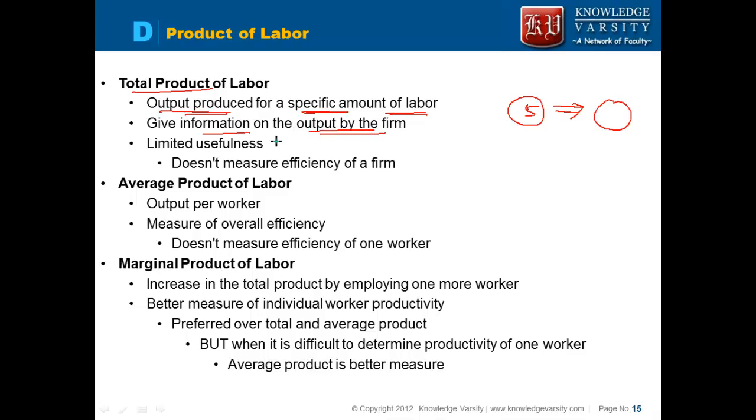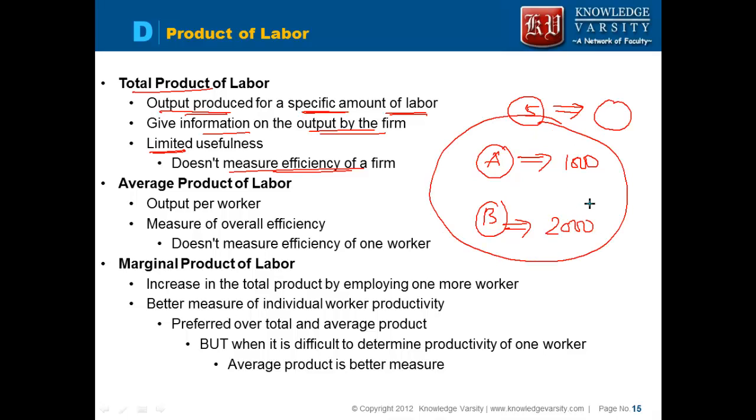From our analysis point of view, this is limited in usefulness. Why? Because it doesn't measure the efficiency of the firm. Suppose you have two firms, firm A and firm B. Let's say one produces 1000 units, and the other produces 2000 units. Seeing this, what can be said about which firm is more efficient? We cannot say. The total output is just an indicator of the total product made by the company.